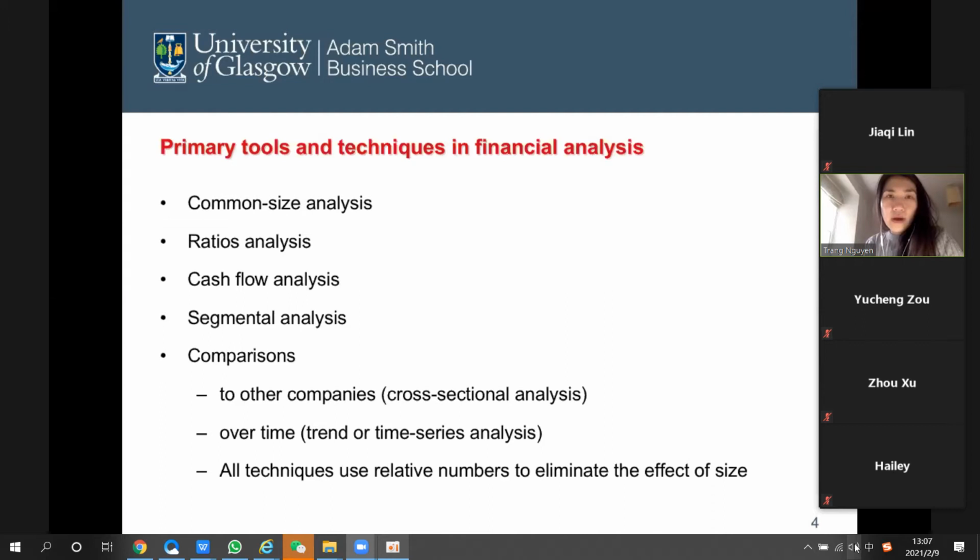Now we go into more detail about tools and techniques in financial analysis. We will cover common size analysis, ratio analysis, cash flow analysis, segments, and another part about credit analysis. On Moodle, I posted five files for you, so if you're interested in looking at ratio analysis or cash flows or segments, you can watch them separately, so please have a look at that.